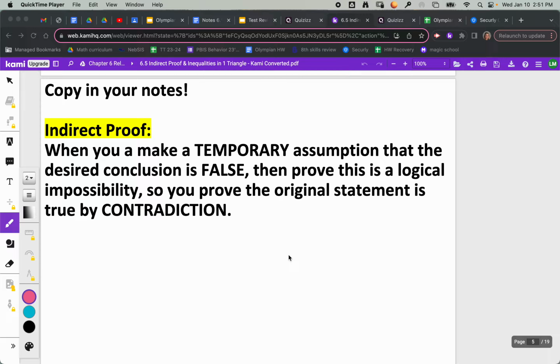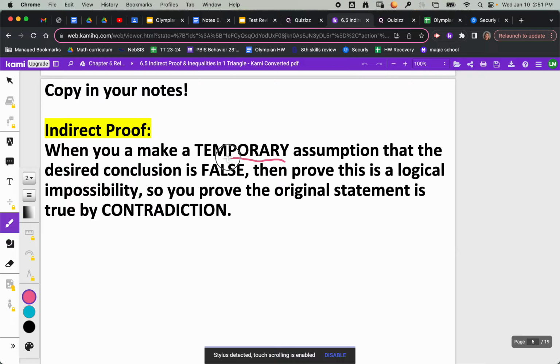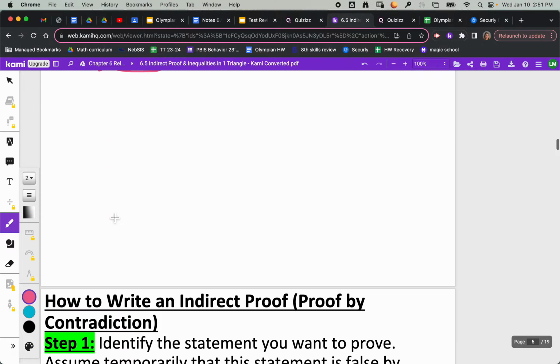First thing we want to talk about is what is an indirect proof. That is when you can make a temporary assumption that the desired conclusion is false, but then be able to prove that's a logical impossibility. So then you can prove the original statement is true by using a contradiction. A lot of this is tough to understand just with this one vocabulary term, so at least have those 3 blanks filled in for your notes, and then we'll start to write some as examples.